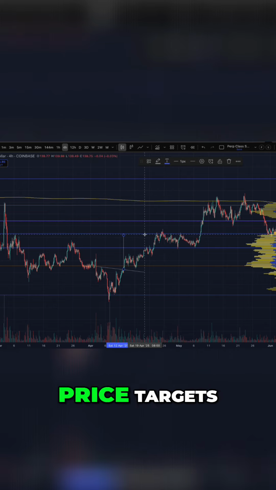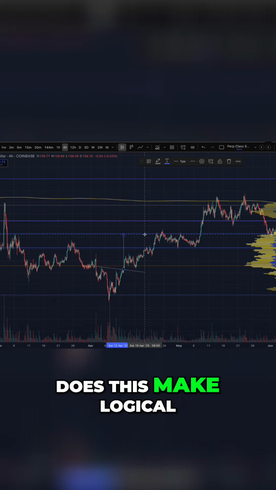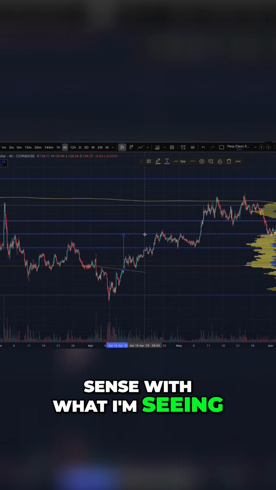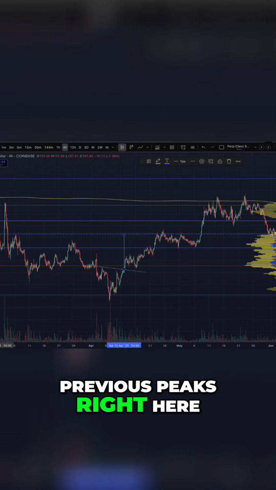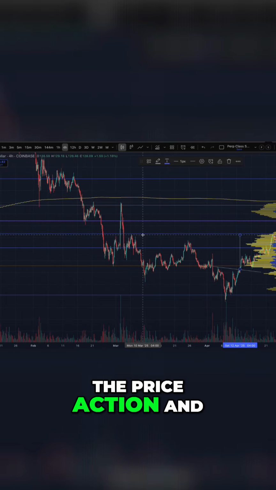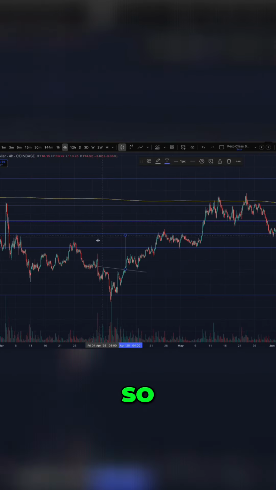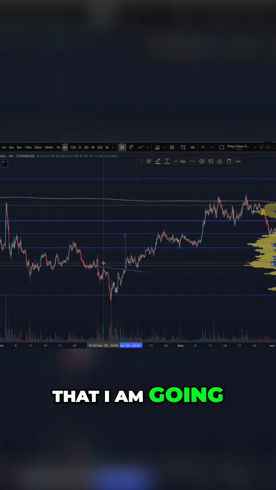And with each of these price targets, I always think, does this make logical sense with what I'm seeing to the left side of the chart? And yes, it aligns with these previous peaks right here that we see in the price action and this trend line that we have drawn. So it's a logical target that I am going to take seriously.